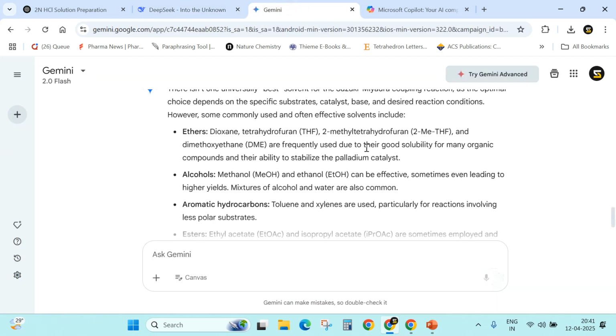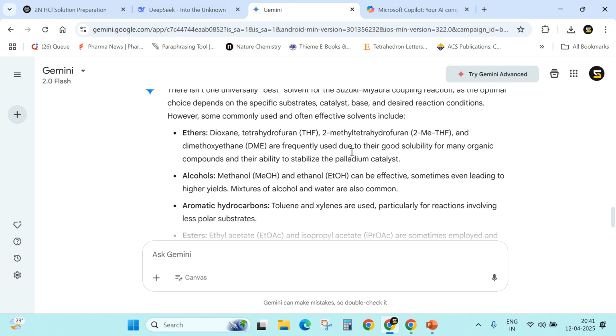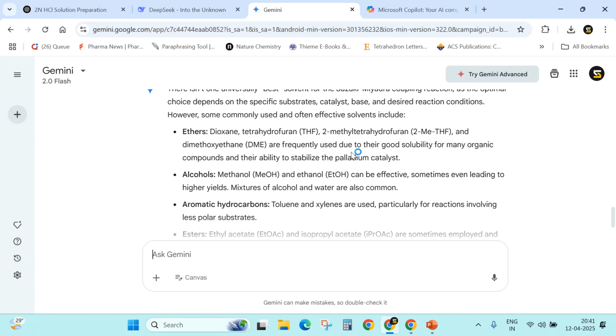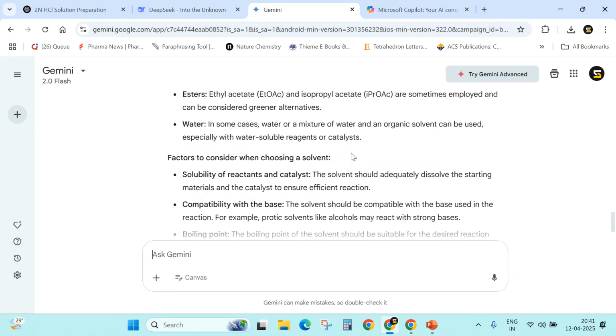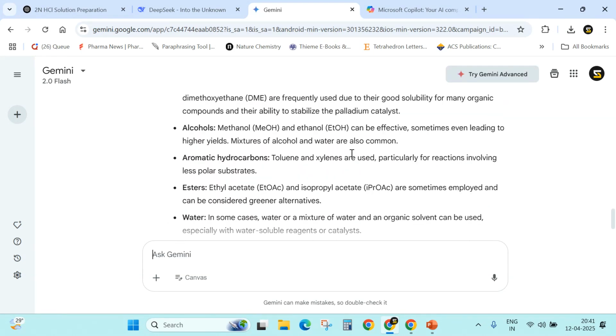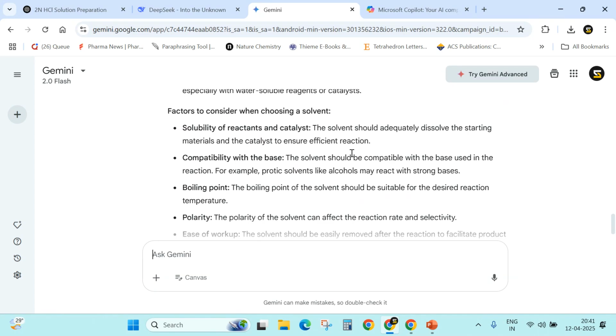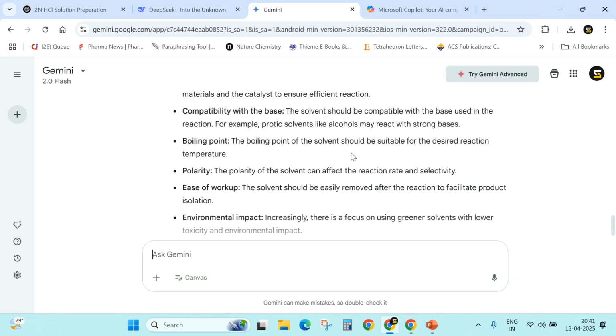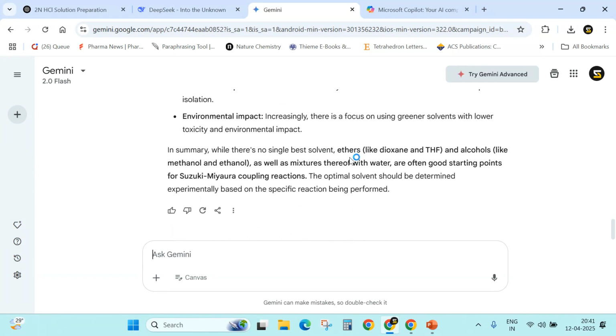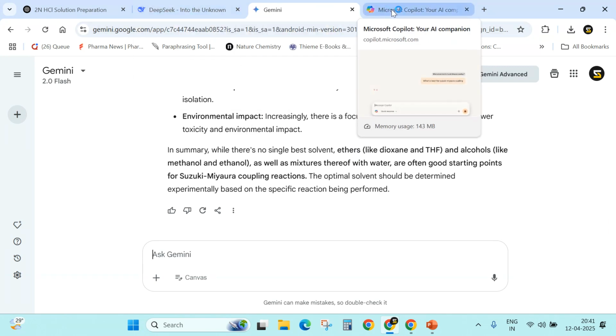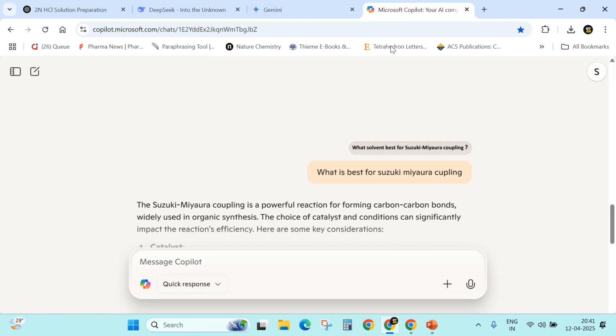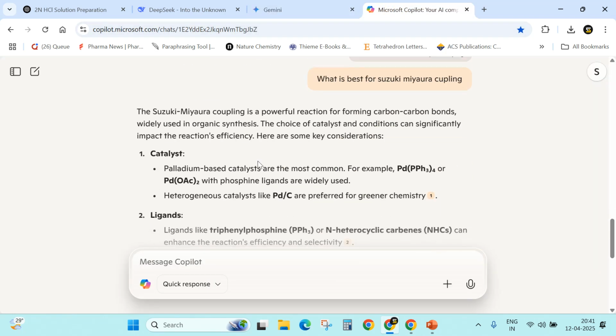Let's see the Gemini result. In Gemini, they gave a generalized answer. You can use alcohol, aromatic hydrocarbons, esters, and they mentioned factors like boiling point, polarity, and solubility of reactants and bases, but not an accurate answer like DeepSeek. It is also generalized. Let's go to Copilot.